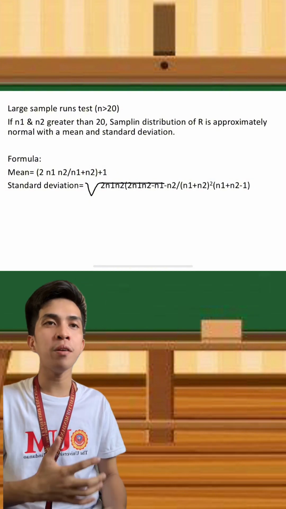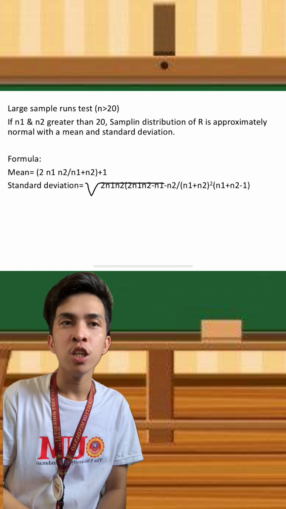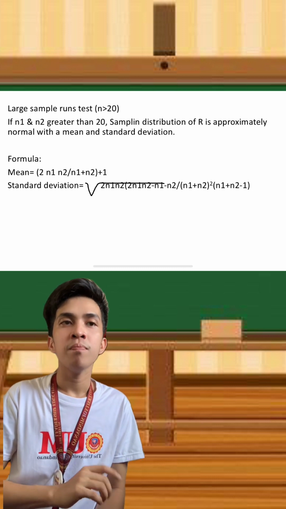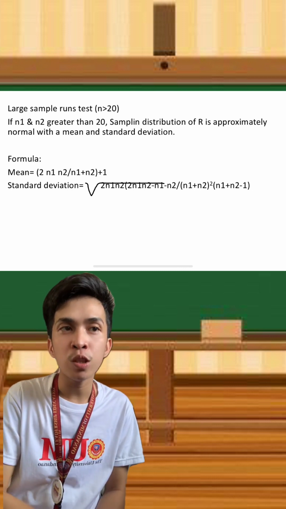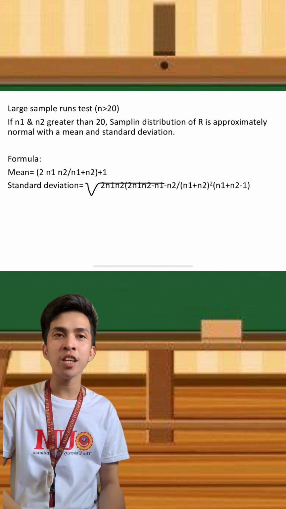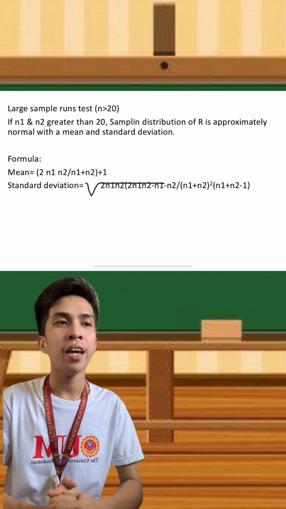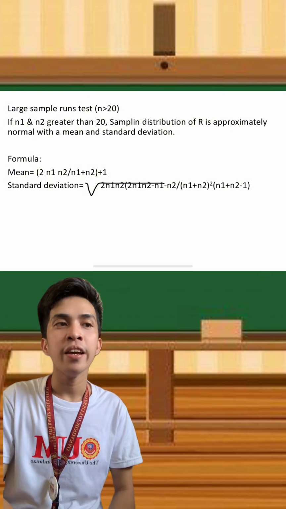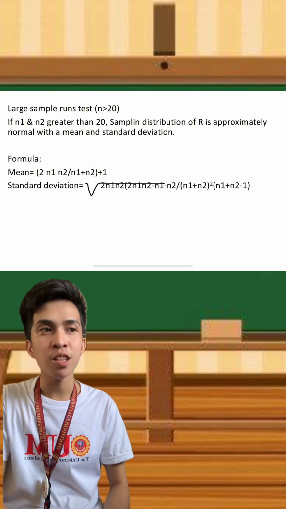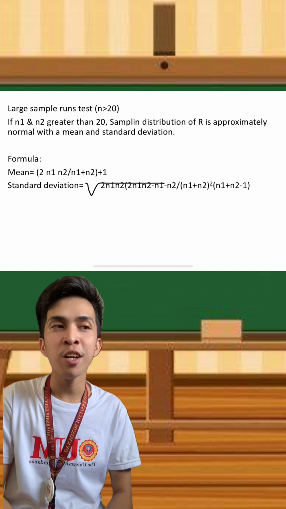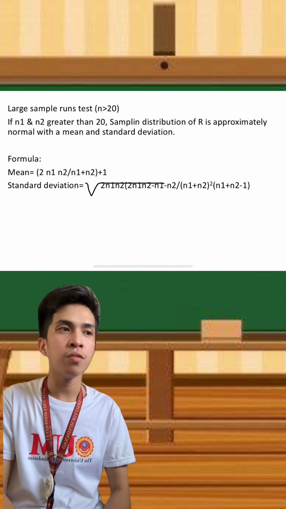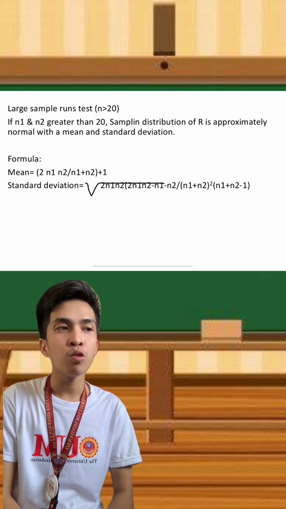So for our mean, 2N1 N2 over N1 plus N2, plus 1. For the standard deviation, we have here the square root of 2N1 N2 times parenthesis 2N1 N2 minus N1 minus N2, over parenthesis N1 plus N2 squared, times N1 plus N2 minus 1.